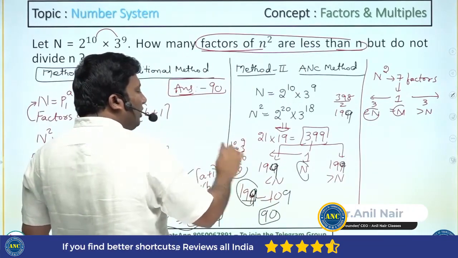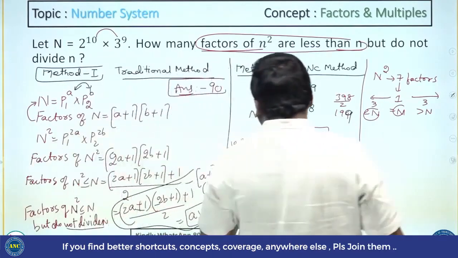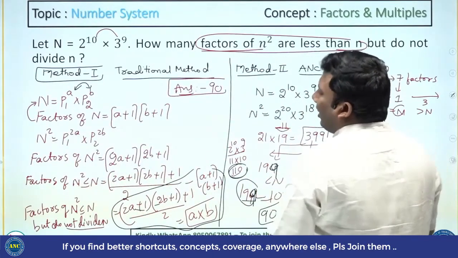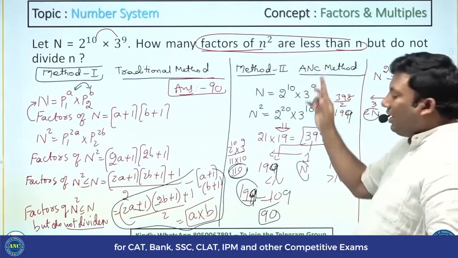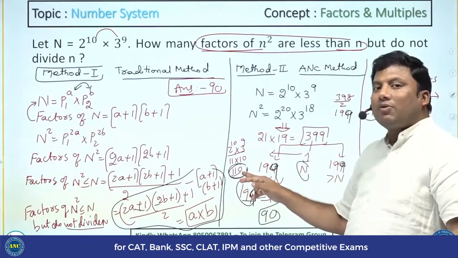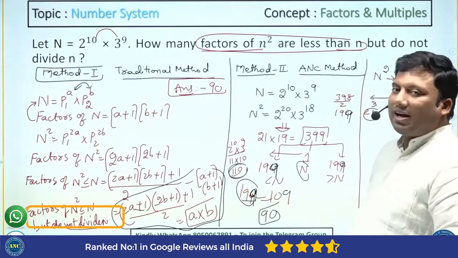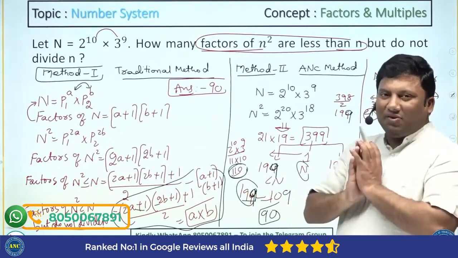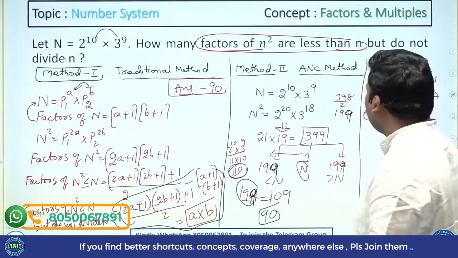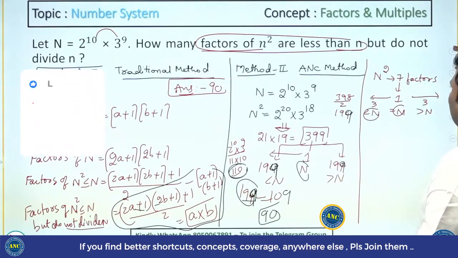2 power 10 into 3 power 9. How many factors are there for this number? 110. It is less than n, so if it were equivalent to n, I would have taken 110. So 199 minus 109, answer is 90. Very, very easy question, sir. I hope the idea is clear.